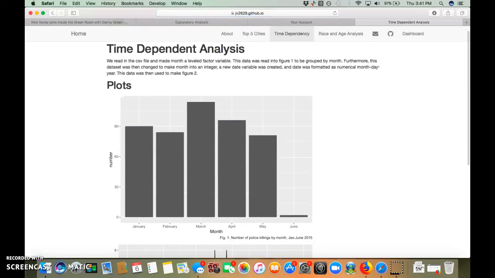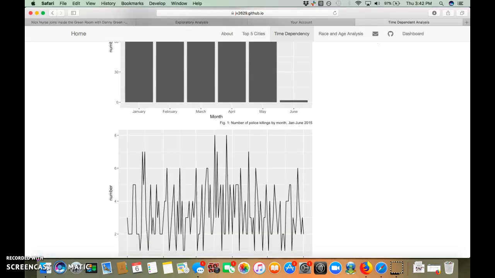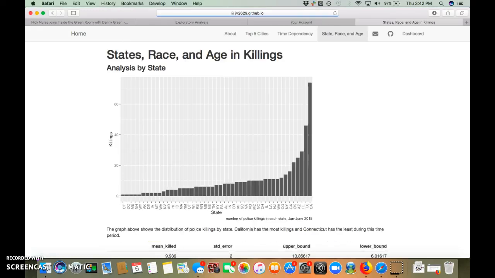Here we've shown the time dependency to see if there was a relationship. We can see that March had the most number of killings, as well as the fact that later in the month there were the most number of killings.